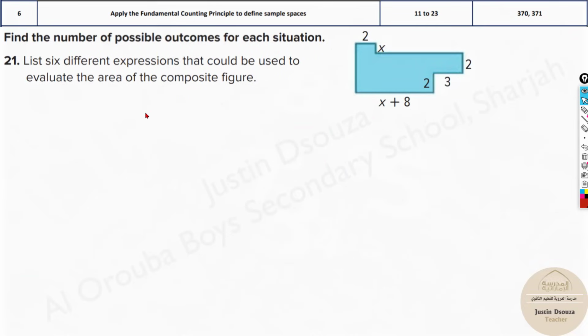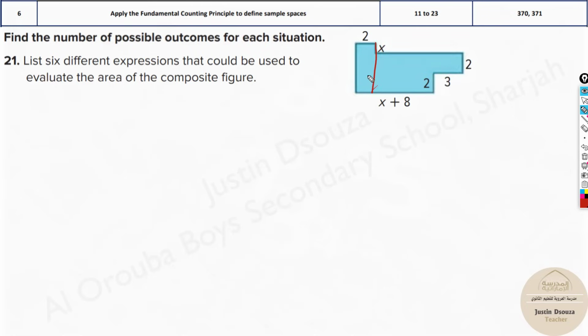Here we have another interesting problem. List 6 different expressions that could be used to evaluate the area of the composite figure. Now here you need to find the area. Area can be found by adding up all these different polygons, right? This is a rectangle, over here another rectangle, like that. You can find it by adding up all the polygons, isn't it? So you need to find 6 different ways. So one would be like this. You can do many. I'll just show you how.